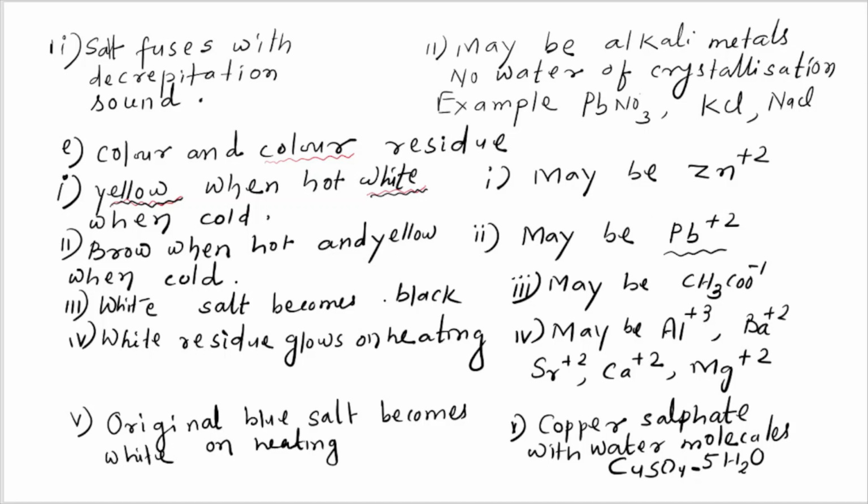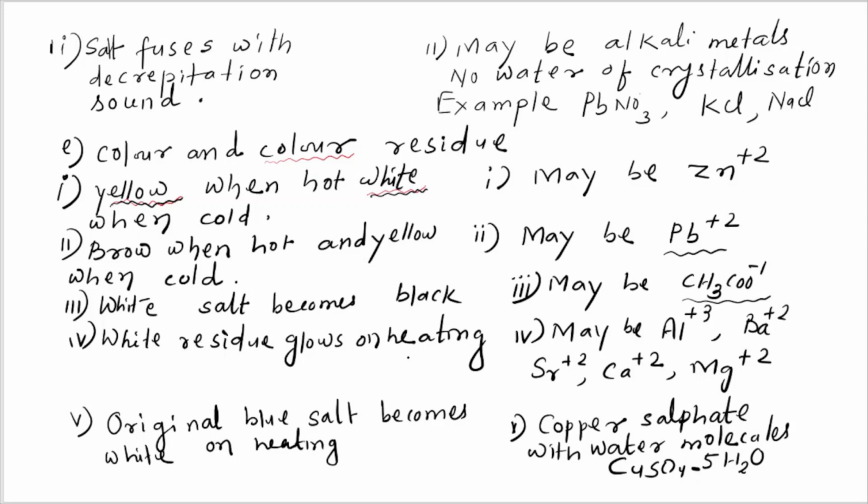White salt becomes black. This is very important. Here, if the salt is white and after heating becomes black, then it is maybe acetate. Now acetate is an acid radical. White residue glows on heating. When you heat, the white residue which comes after heating will glow. Maybe Al plus 3, Ba plus 2, Sr plus 2, Ca plus 2, Mg plus 2.